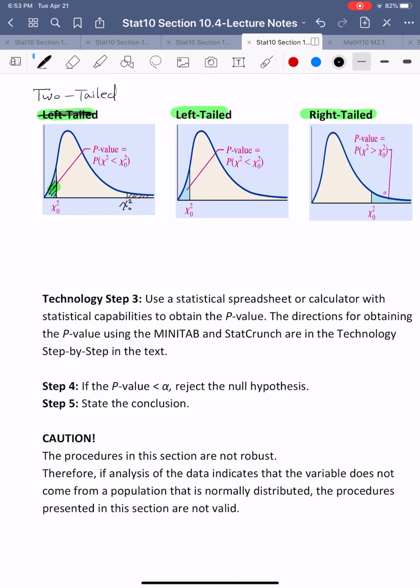And then technology is used, of course. Then we compare the p-value: if the p-value is less than alpha, we reject the null hypothesis and state the conclusion.